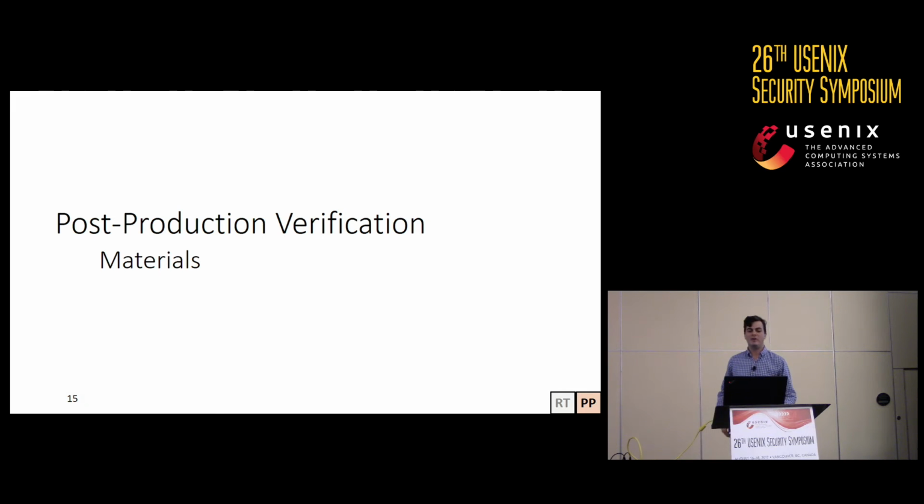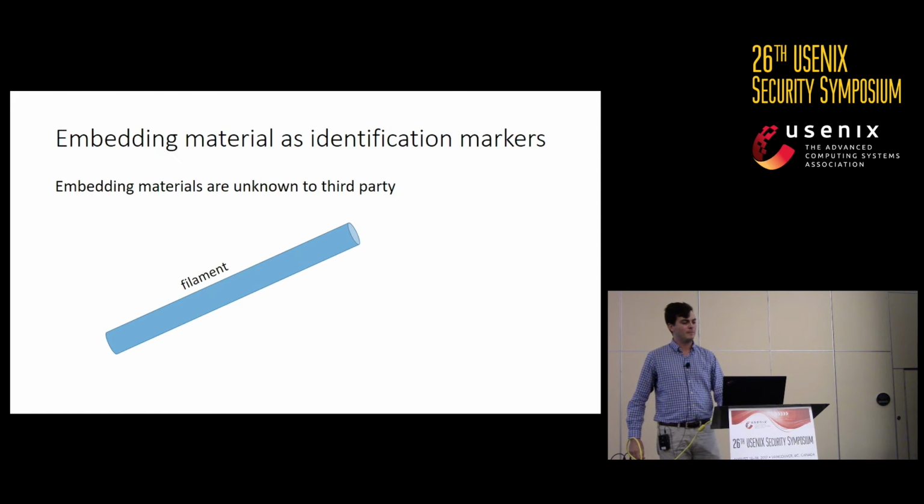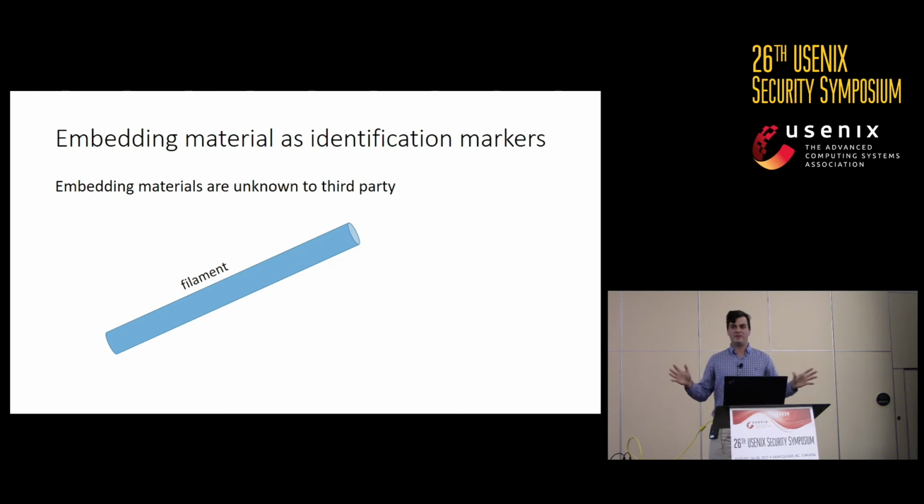So moving on from that, we'll jump into post-production verification using the material science methods that I mentioned. For the type of 3D printing that we're working with, there are several different types and more being developed just about every day. But we're using what you might think of when you think 3D printing, where you have a filament, an extruder, and you build up your design layer by layer.